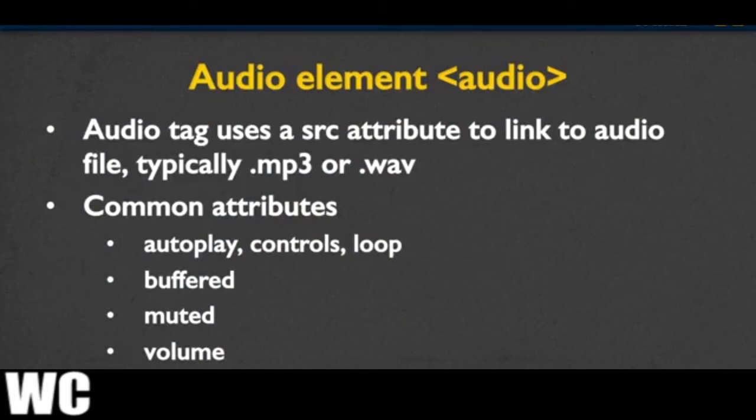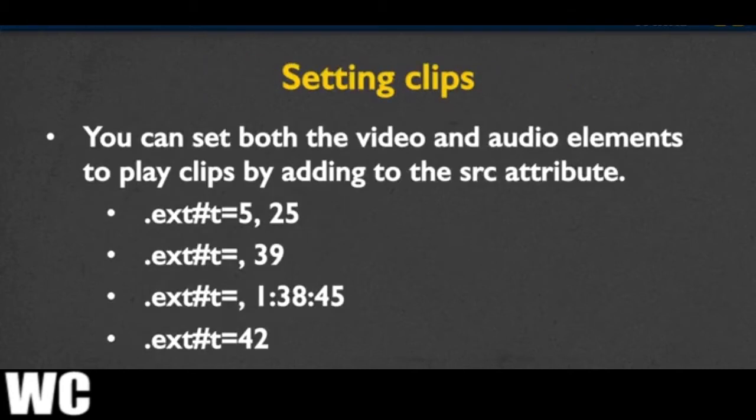The audio element is very similar to the video, and then again we use a source attribute to link to the file. Typically, you're going to use an MP3 or WAV file. The attributes, again, very similar. You have autoplay, controls, and loop. But we also have buffered, muted, and volume. And these are extra attributes you can put in where you're going to control what the person's listening to and how loud.